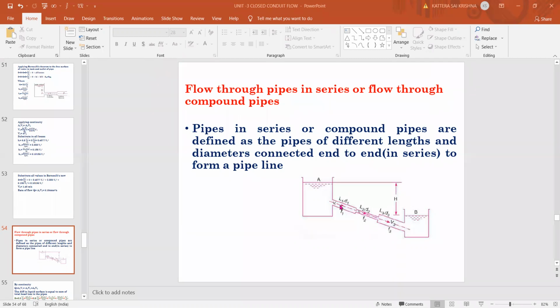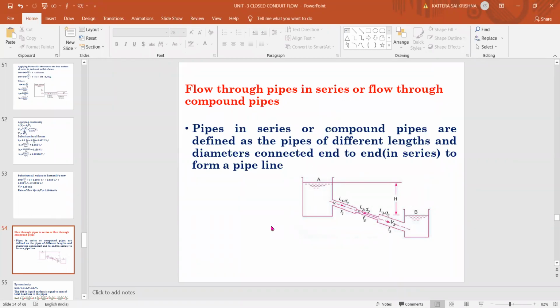If the flow is going through this type of pipe, it is called flow through pipes in series. Nothing but different diameters or different lengths of pipes connected in this way, in between reservoirs or in between any other pipes. That type of connection is called pipes in series.